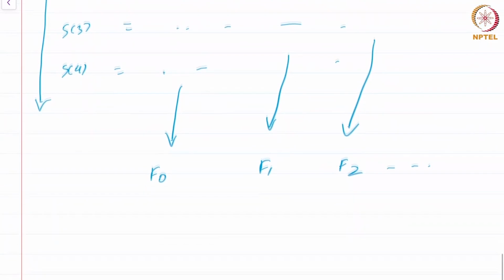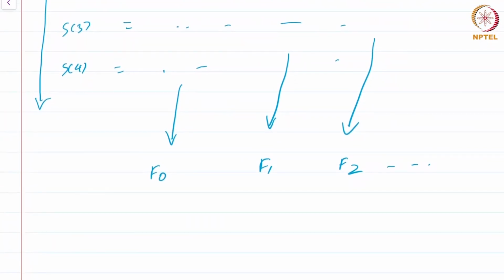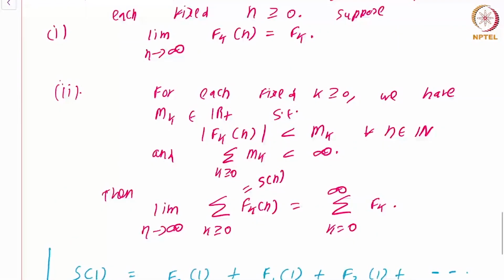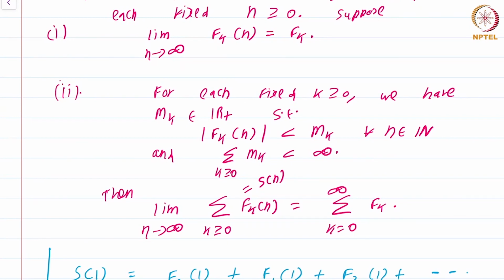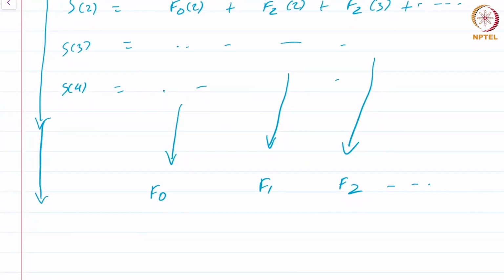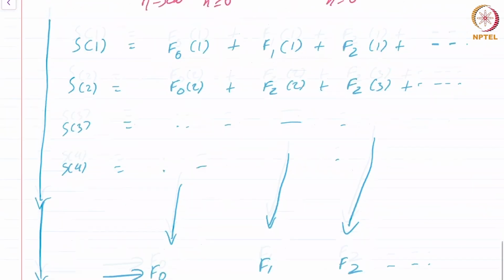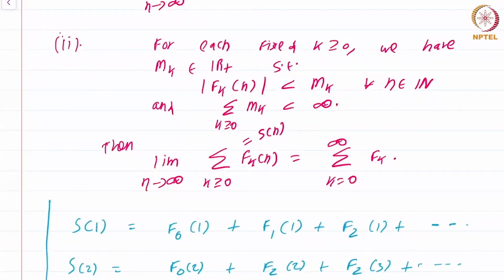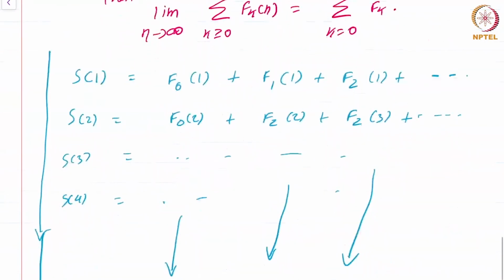What Tannery's theorem says is that under this specific condition 2, which says that for each fixed k, we have a bound M_k on f_k of n such that the summation of M_k actually converges, then to determine this limit, it's enough to just sum up these. Essentially, we are giving a condition under which you can interchange the limit and the summation. Let's see a proof.